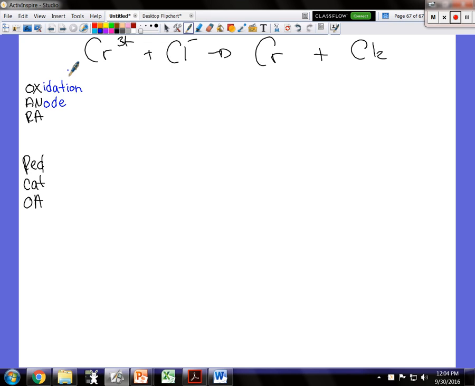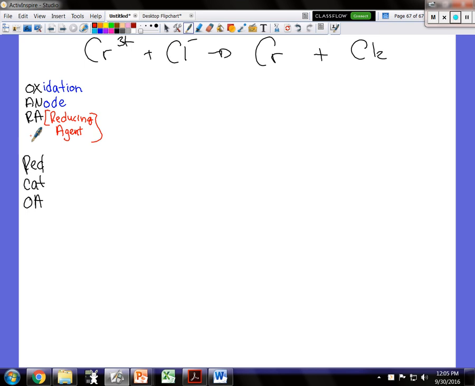Again, he just said it. Again, these are things you don't know yet. But okay. It is anode. I'll explain that in a minute. Does anyone know what they think RA stands for? It's something you will never be asked about on the AP exam. Reducing agent.